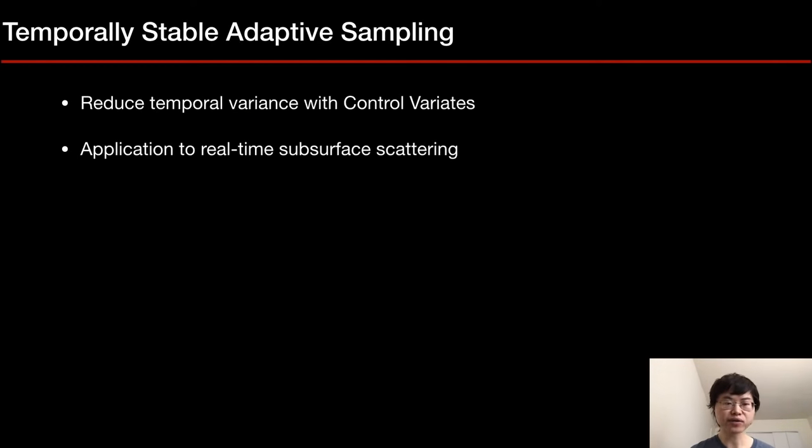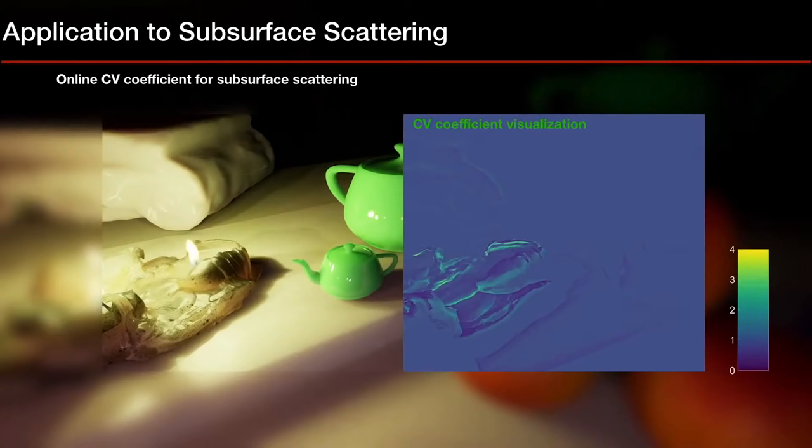Now that we know how to reduce the temporal variance with control variates, let's apply the online control variate coefficient estimation to real-time subsurface scattering. Let's go back to the example demonstrated in the motivation example. Let's see how the control variate coefficient changes according to time.